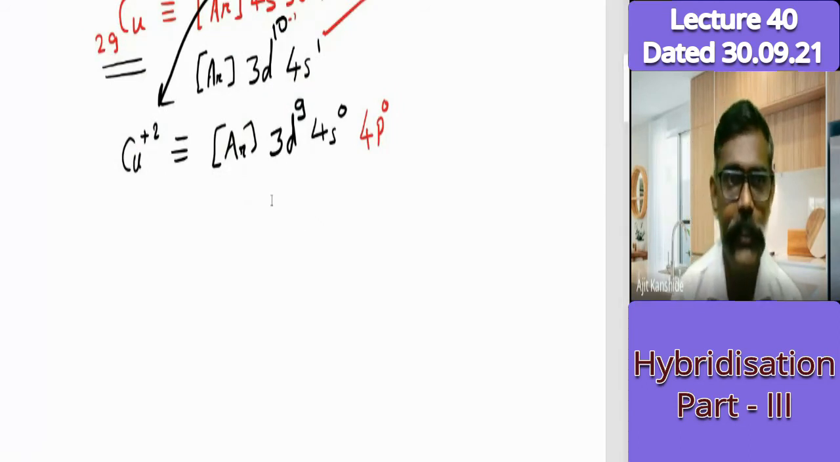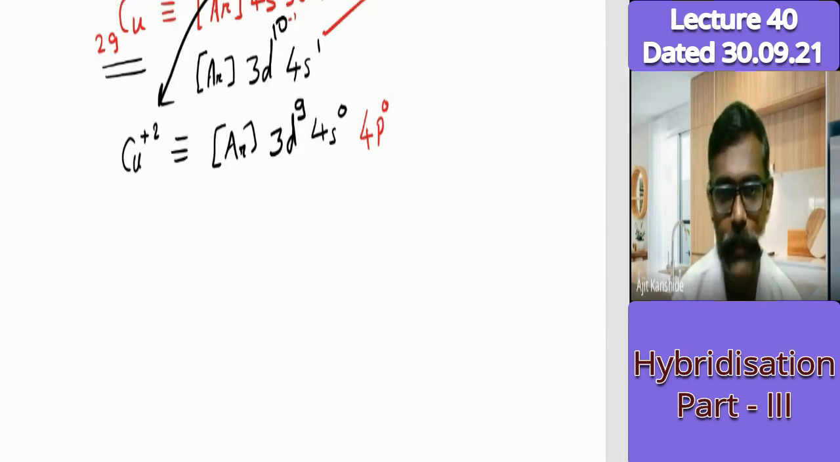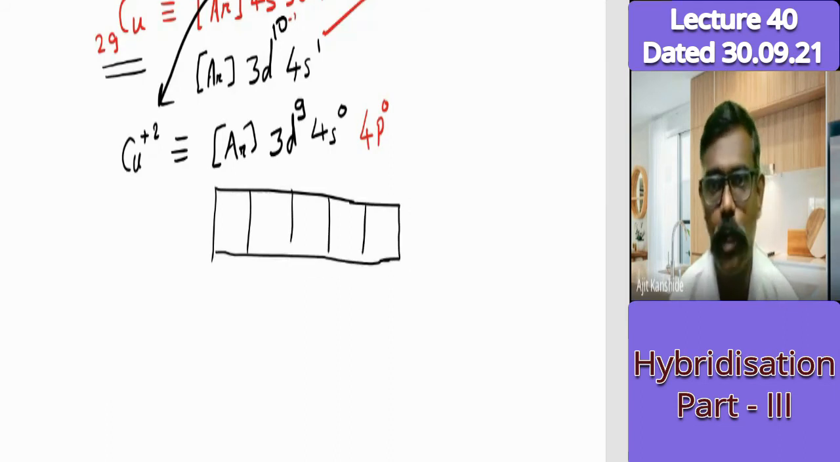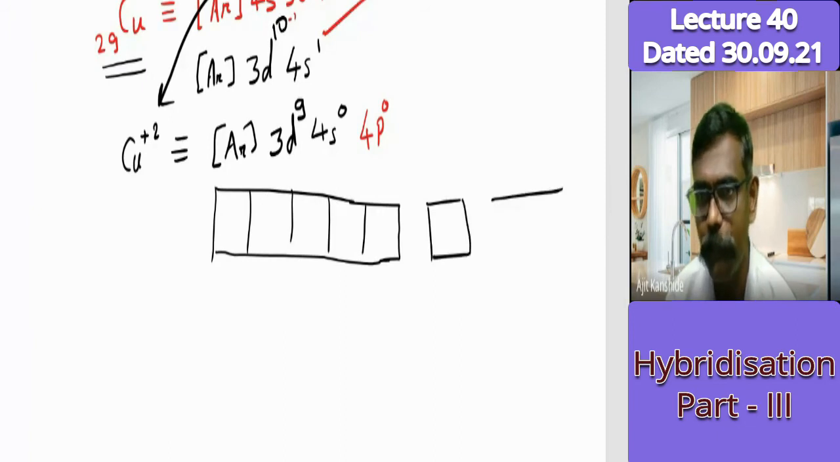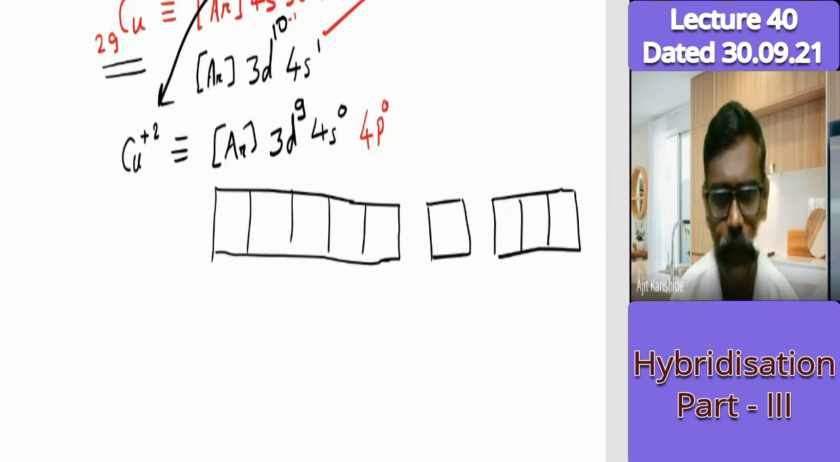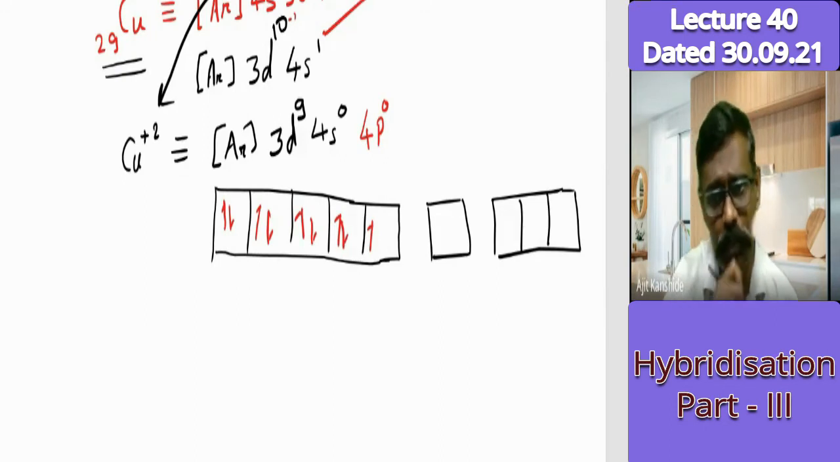I represent it in terms of a block diagram. For the 3d orbitals, I represent 5 orbitals: 1, 2, 3, 4 and 5. Then the 3d orbital, then 4s, then 4p. Let me represent those orbitals and fill the electrons within them. 9 electrons are there: first, second, third, fourth, fifth, sixth, seventh, eighth, and ninth. In 4s and 4p, electrons are not there.